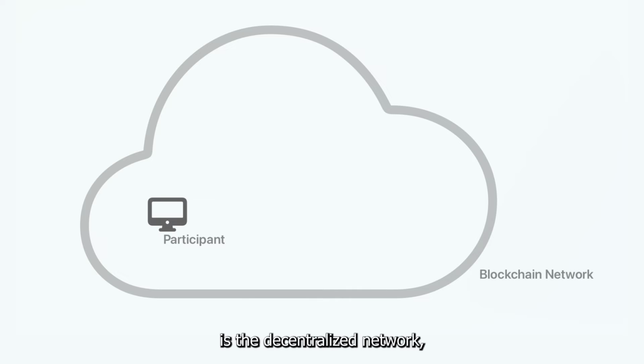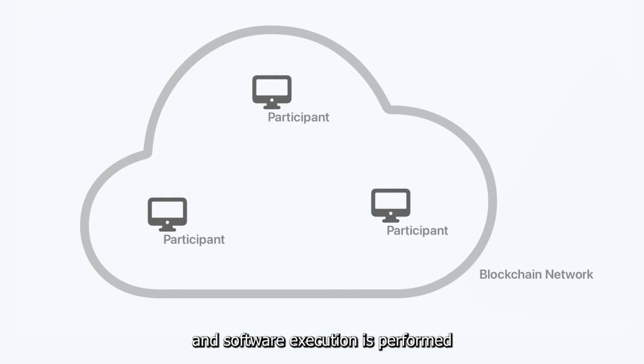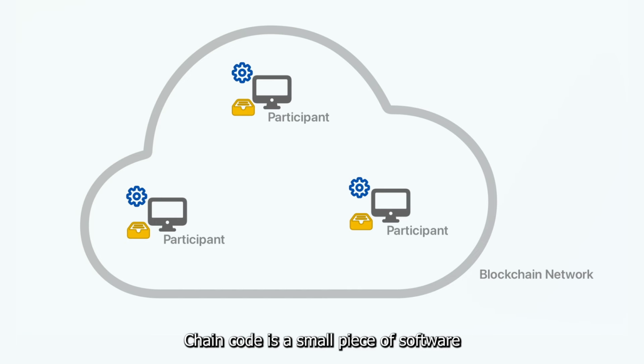The blockchain itself is a decentralized network, which means that data storage and software execution is performed on multiple computers within the network, so-called peers. The database, called Ledger, stores all contracts between VOD platforms, licensors, and copyright holders. It also stores the transactions that take place when money is distributed. Chain code is a small piece of software which is deployed on the blockchain. In our case, chain code is executed to distribute the revenue.